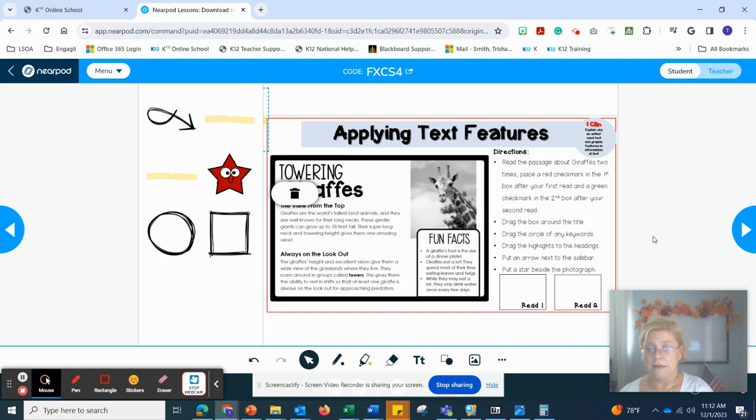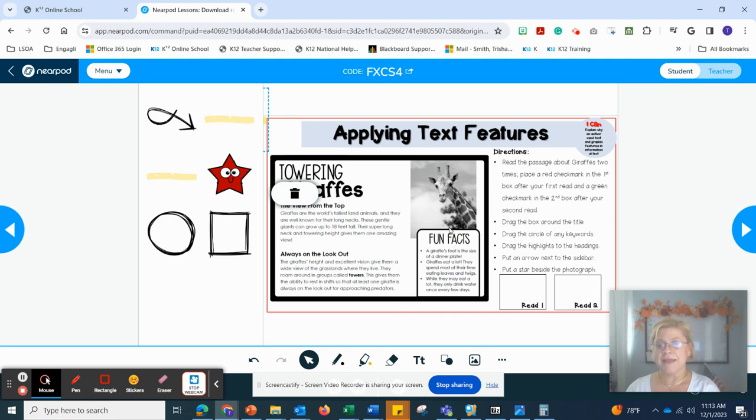And it should be subheadings. I do apologize. It should be, for the highlights, it should be drag them to the subheadings, not the headings. Put an arrow at the sidebar. This right here, it does show it's right underneath. Because when I say it's underneath the giraffe, that's not a caption. That is technically a sidebar.